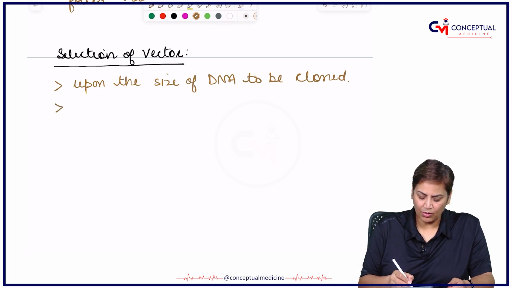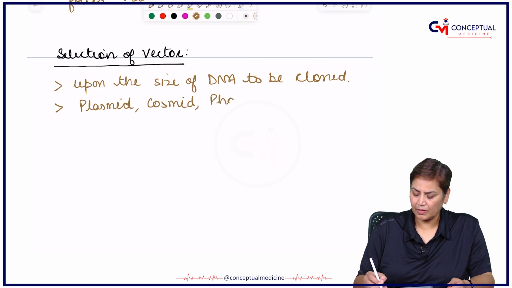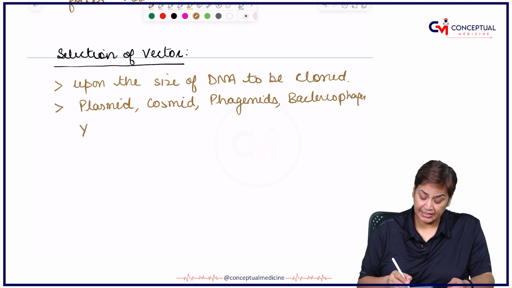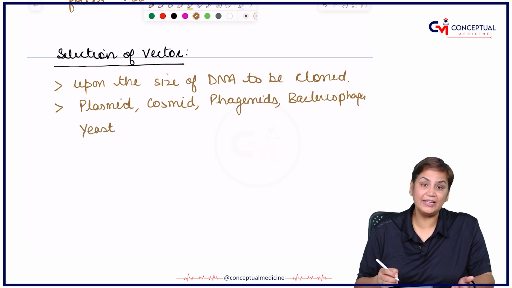Let's say plasmids are there, cosmids are there, phagemids are there, bacteriophages are there, so many are there. Then yeast artificial chromosomes, YACs, are there.